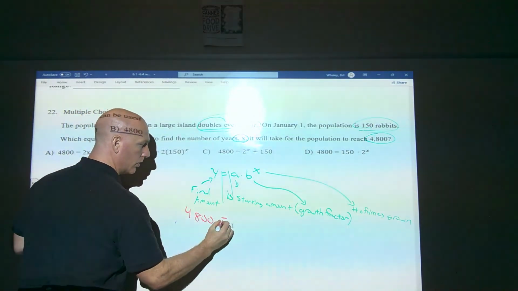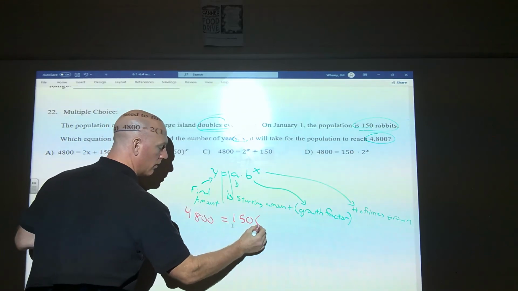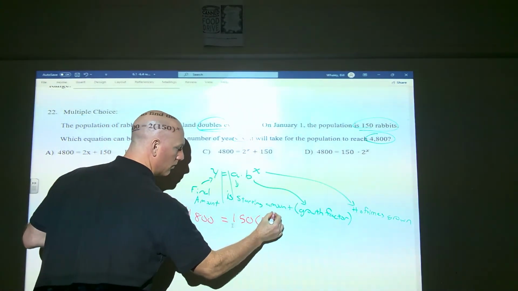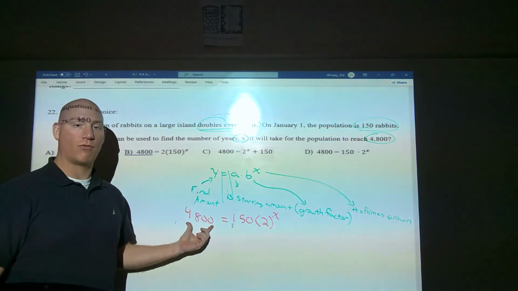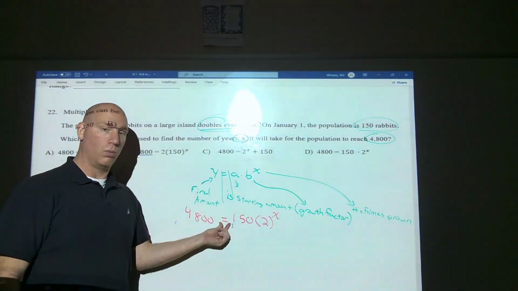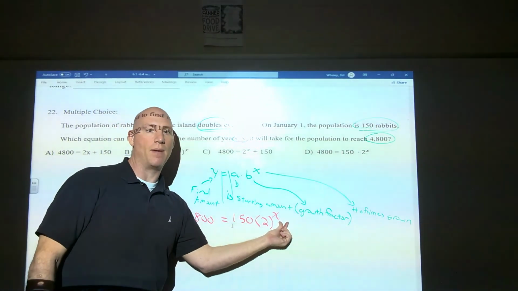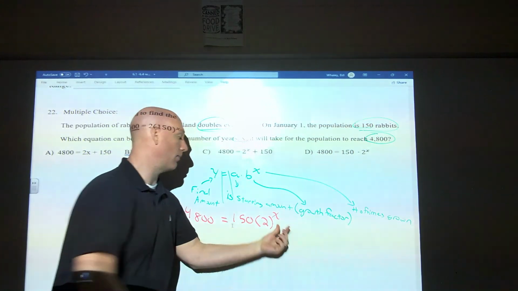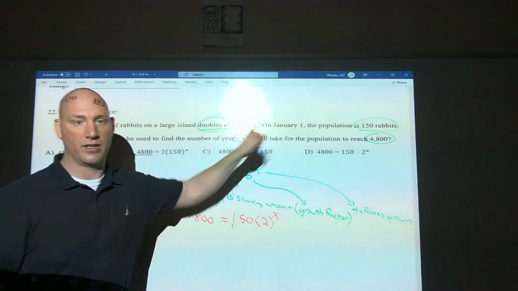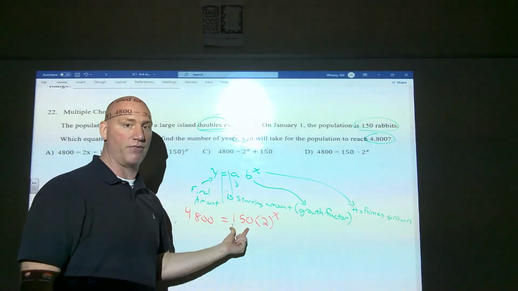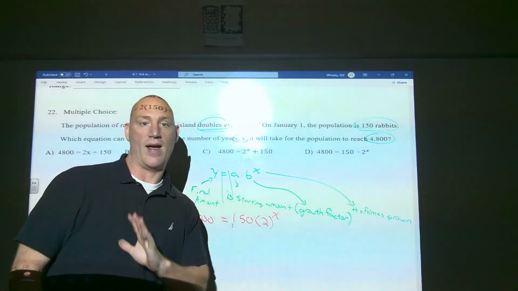4,800 should equal 150 times 2 to the x. 4,800 rabbits will equal 150 doubled how many times? The number of times it doubles is the number of years it takes, because we saw it doubles every year. So we start with 150. How many times do I double it till I get to 4,800? That would be the solution.